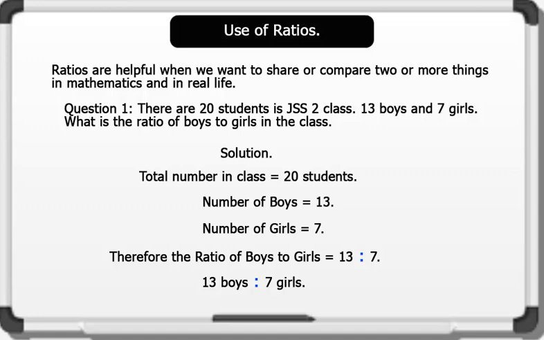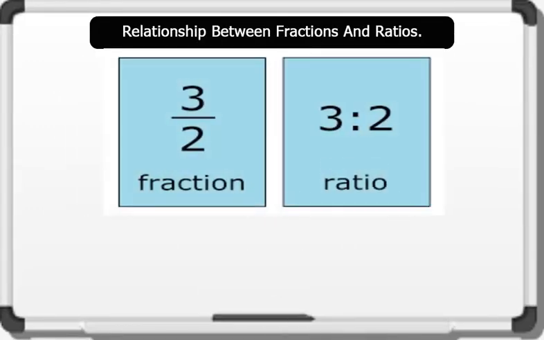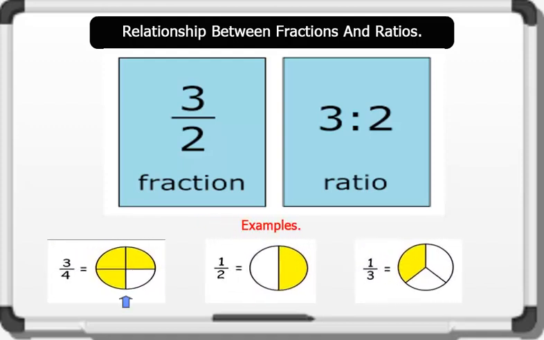That's brilliant. Ratio can be expressed as a fraction. The first number of the ratio becomes the numerator, while the second number of the ratio becomes the denominator. Since a ratio can be written as a fraction, it behaves like a fraction. Ratios can be expressed as equivalent ratios just like fractions. Let's see these examples together. 3/4 can also be written as 3:4. 1/2 as 1:2. 1/3 can be written as 1:3.